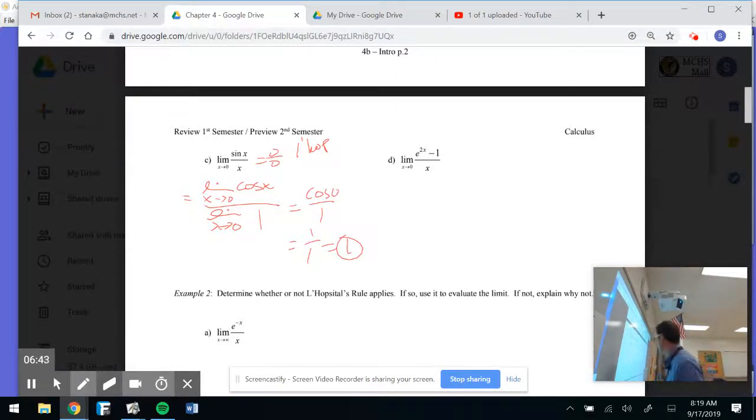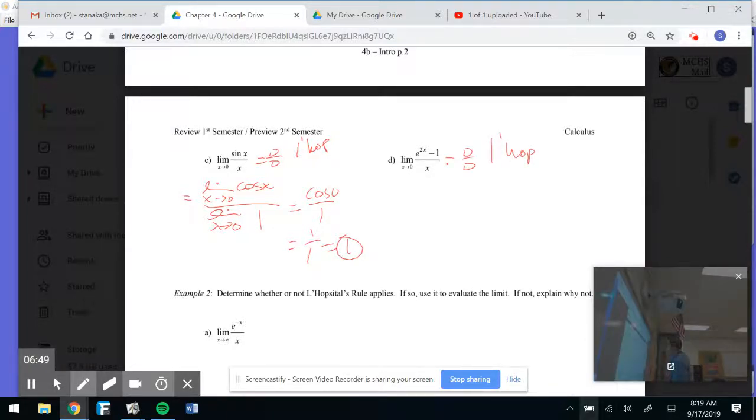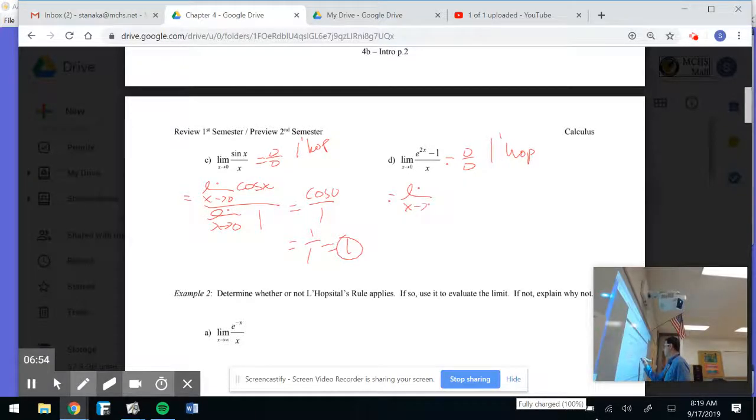All right, let's do this next guy. Direct sub gives me 0 over 0. What's that mean? Class, do it with me. L'Hop. So what do we do with that? We take the limit of the numerator, which is a chain rule. Did we learn that? Yes, we did. So that would be e to the 2x times the derivative of 2x, which is 2, all over 1.